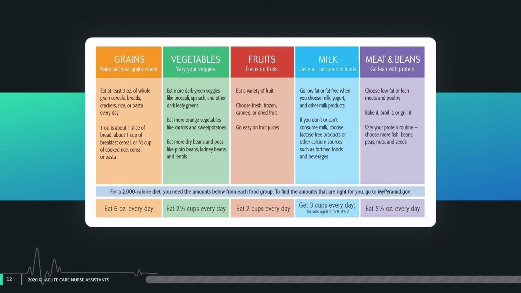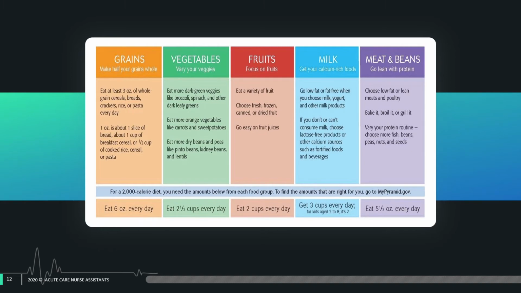Vegetables. Vary your vegetables. Eat more dark green vegetables like broccoli, spinach, and other dark leafy greens. Eat more orange vegetables like carrots and sweet potatoes. Eat more dry beans and peas like pinto beans, kidney beans, and lentils. Eat 2.5 cups every day.